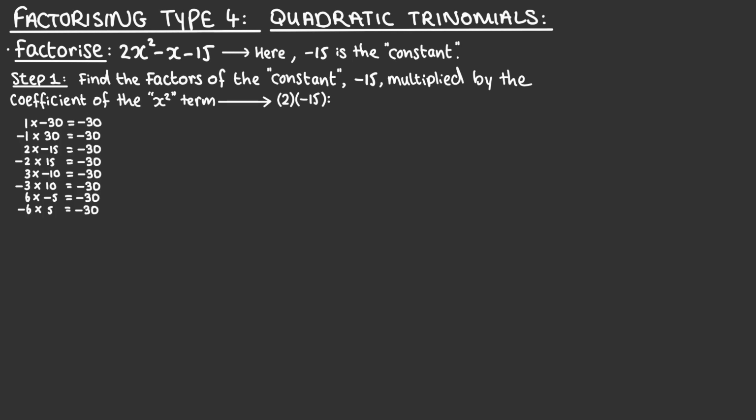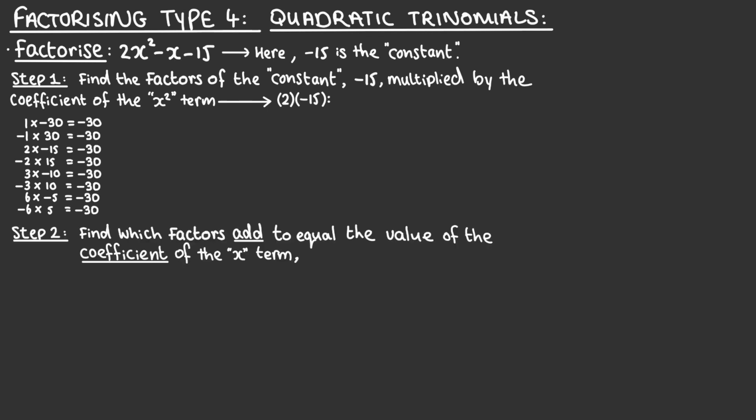The factors of minus 30 are 1 and minus 30, minus 1 and 30, 2 and minus 15, minus 2 and 15, 3 and minus 10, minus 3 and 10, 6 and minus 5, and minus 6 and 5. Like the previous video, now we have to find which factors add to equal the value of the coefficient of the x term of the quadratic trinomial.